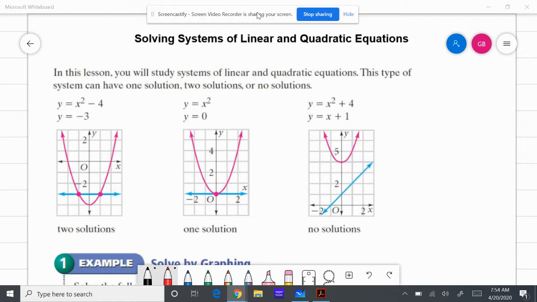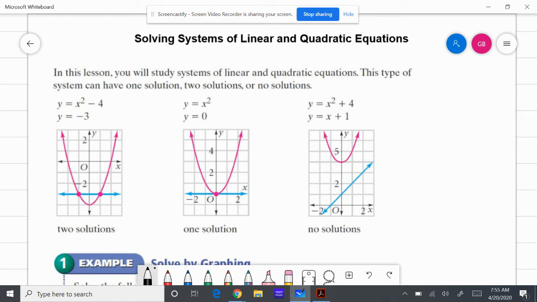Hi everyone. Today we are solving systems of linear and quadratic equations. In this lesson, you will study systems of linear and quadratic equations. This type of system can have one solution, two solutions, or no solutions. And then here are the three examples down here.